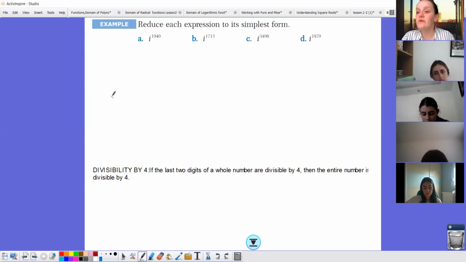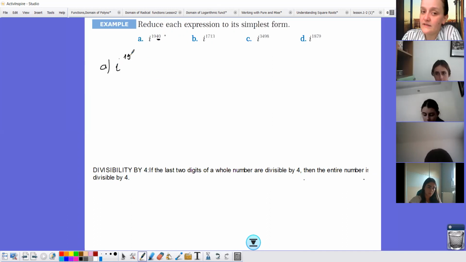1,940. But if you remember the divisibility rules, what is the divisibility rule by 4? Here, it's given. If the last 2 digits of a whole number are divisible by 4, then the entire number is divisible by 4. So you don't have to divide this huge number by 4. You will take the last 2 digits, 40, for example. So we'll only work with that number? Yes. So 40 is divisible by 4? Yes, it's 10. So there won't be any remainder.